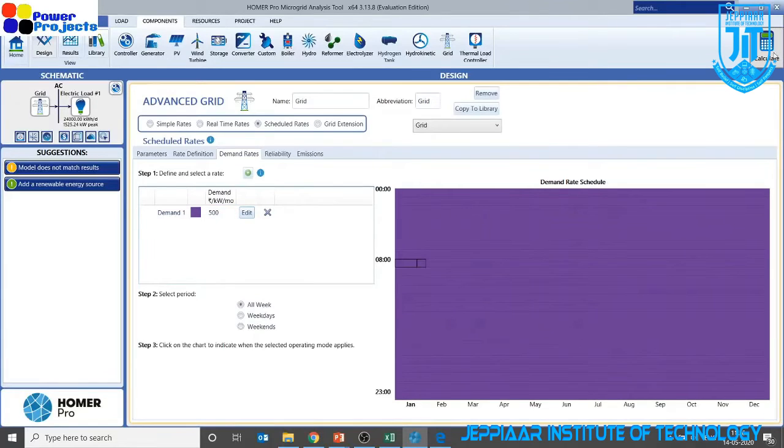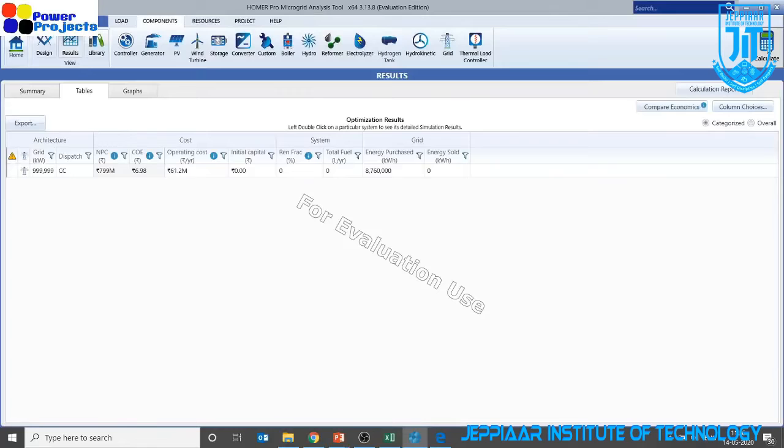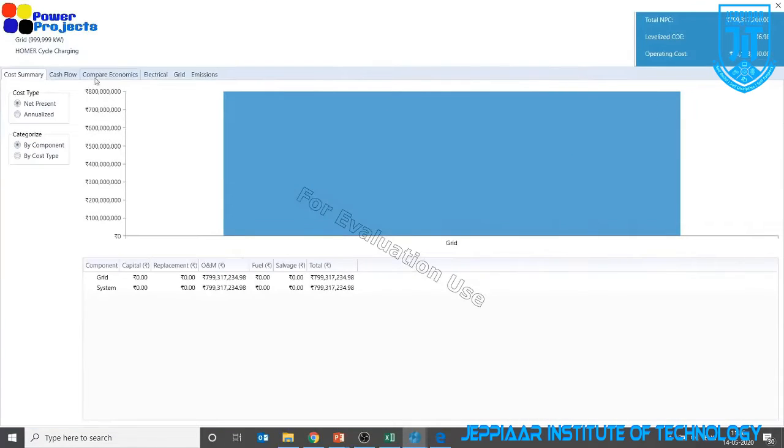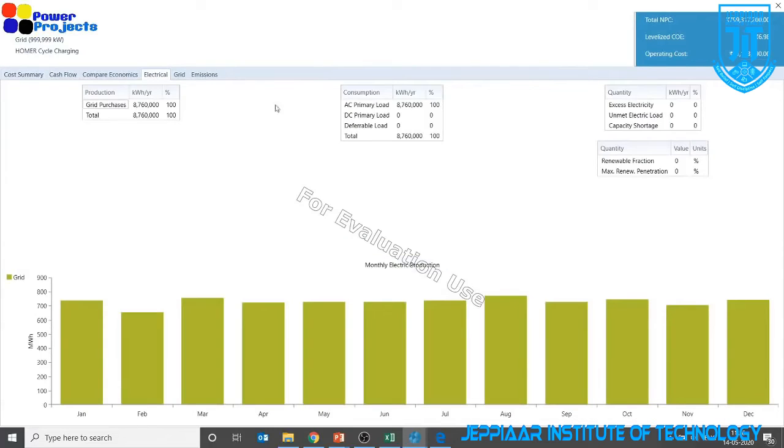Let me run now. You will see a slightly higher tariff. Previously the tariff was 6 rupees; now you can see it has increased to 6.98. Let's come to the electrical tab. Again, excess electricity is zero, unmet electricity is zero, capacity shortage is zero, renewable fraction is zero, everything is zero. But your levelized cost has increased to 6.98.